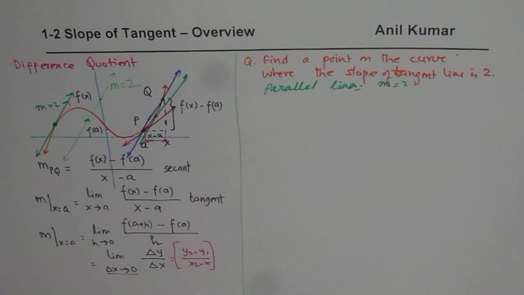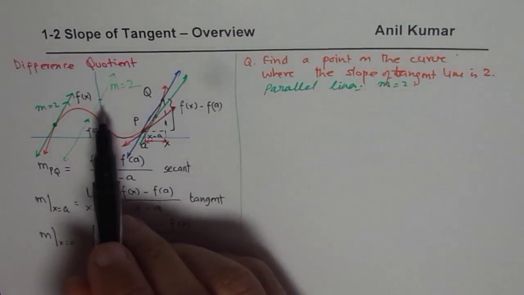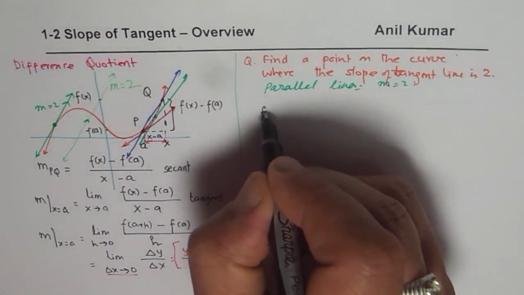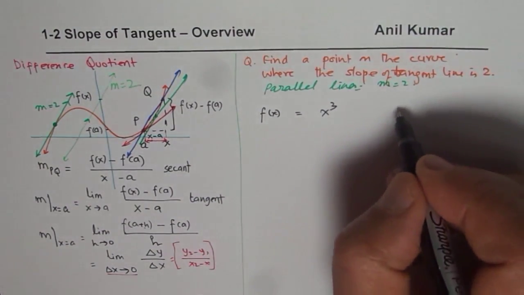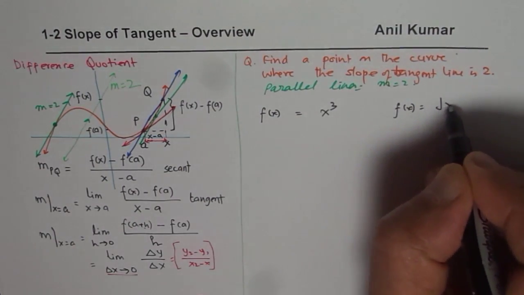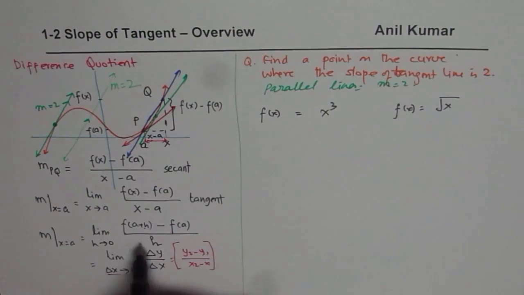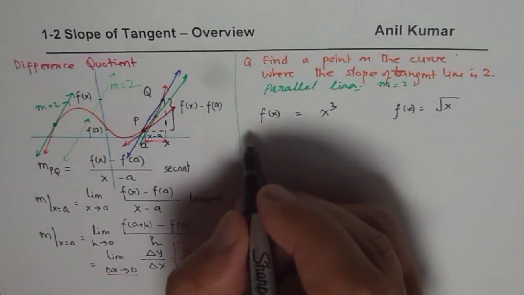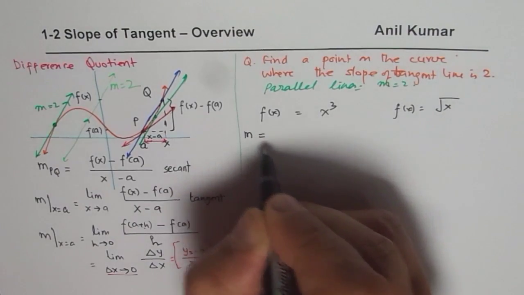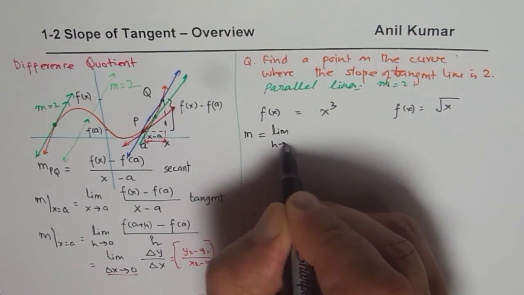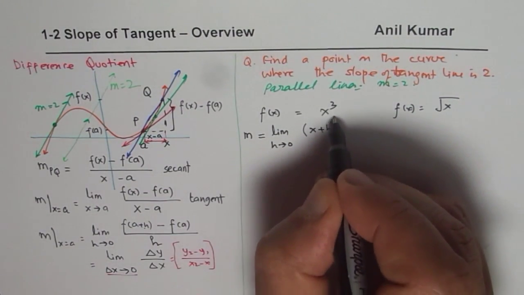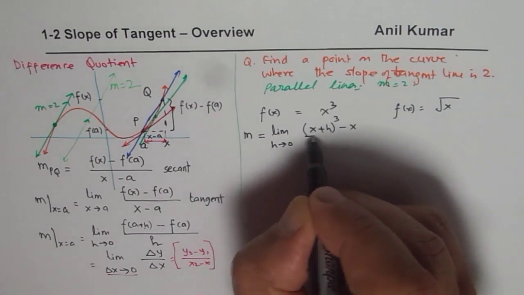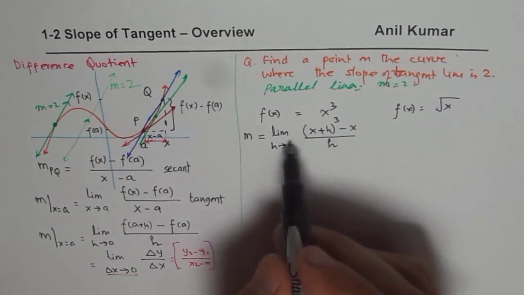Now let me discuss with you the other functions which we covered. Till now we were working with a general function, but we could have functions like f of x equals x cube, or f of x equals square root of x. In these cases, the difference quotient will take a form like m, the slope, equals limit h approaches 0 of x plus h whole cube minus x cubed over h, right? So that will give us a general point.